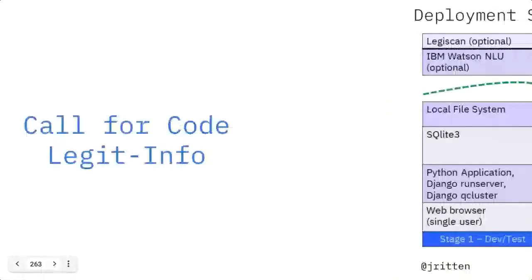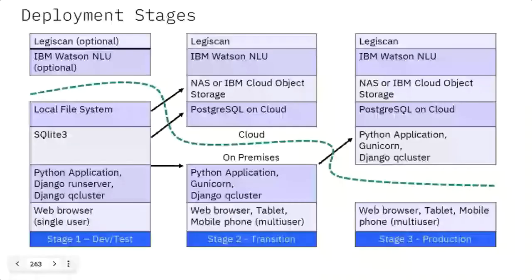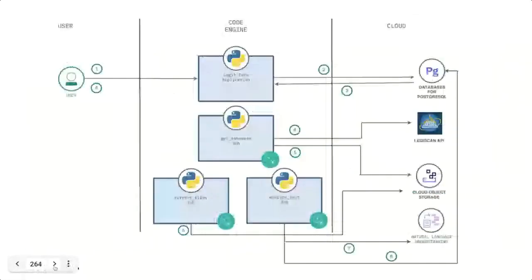And then Call for Code Legit Info. This is another example of all of the things that we've touched on, different deployment models. This is the architecture for Legit Info.